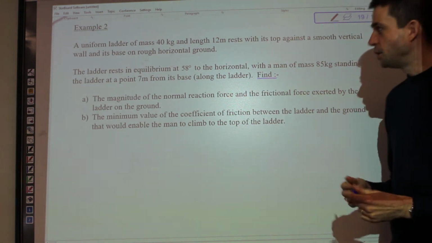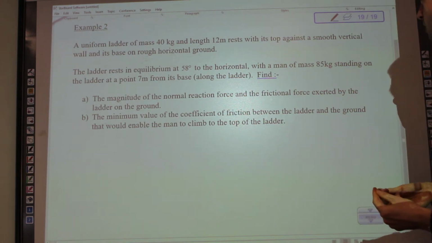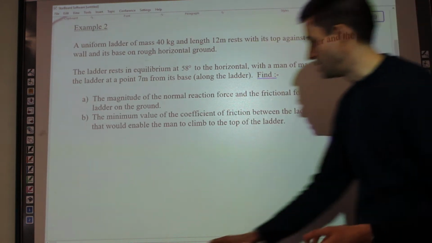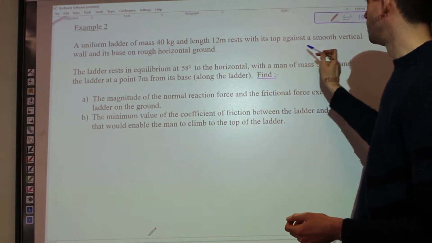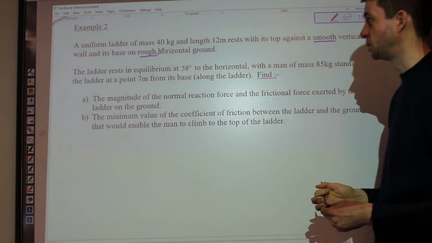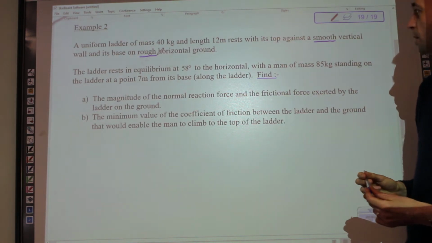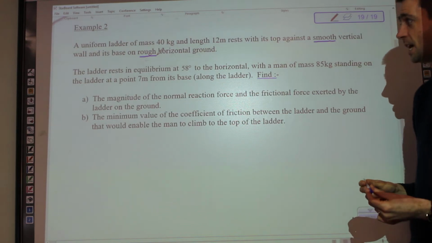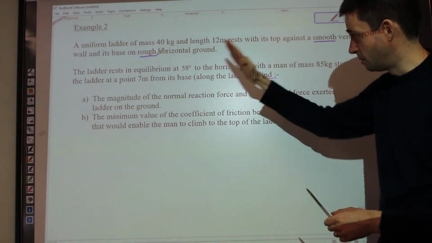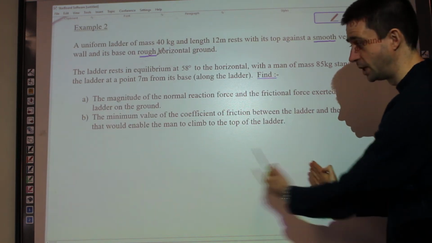Right, here we go. A uniform ladder of mass 40 kilograms and length 12 metres rests with its top against a smooth vertical wall and its base on rough horizontal ground. As we've been exploring with these videos, we've got a smooth vertical wall, so no friction, and rough horizontal ground, so friction between the ladder and the ground. The ladder rests in equilibrium at 58 degrees to the horizontal, with a man of mass 85 kilograms standing on the ladder at a point 7 metres from its base along the ladder. So that's 7 metres along the hypotenuse, if you like, of the triangle rather than 7 metres horizontally from the bottom of it.